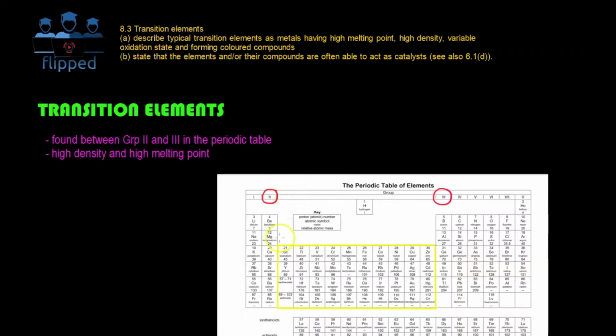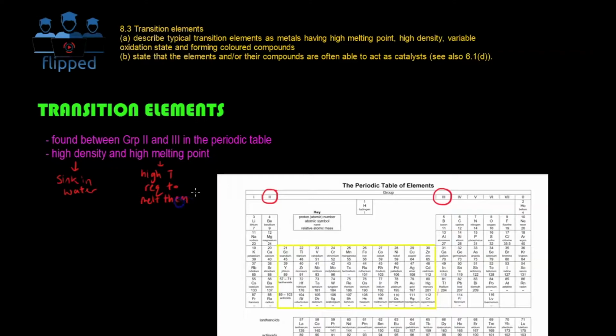Today we are in transition elements, and transition elements are a very unique category of elements which are found between group 2 and group 3. This yellow box here, they are all transition elements, and they have high density and high melting point. What do I mean? High density means they sink in water, whereas high melting point means high temperature required to melt them.